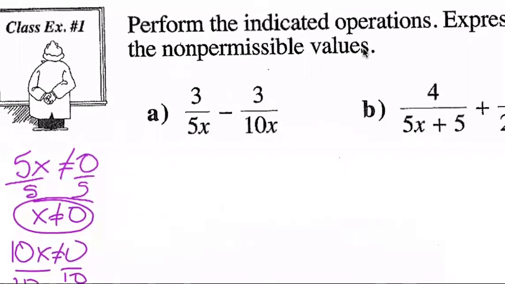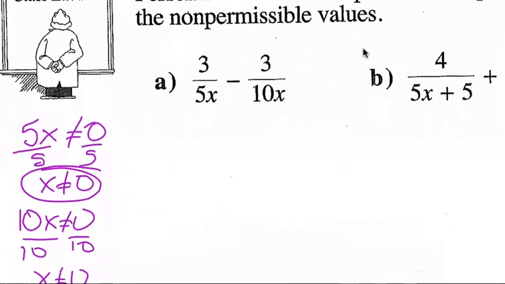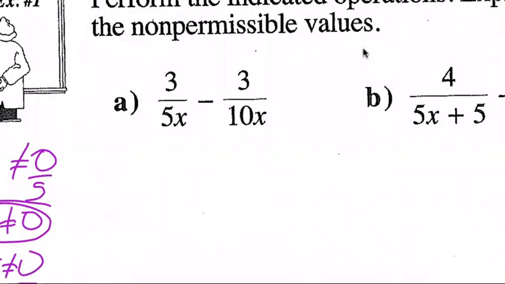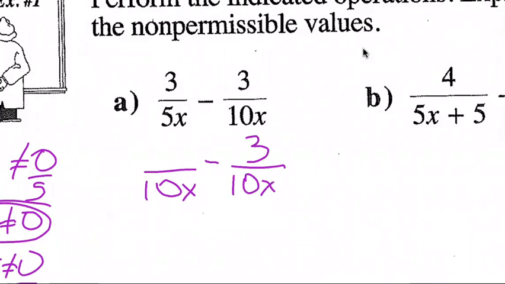Question A, 3 over 5x minus 3 over 10x. We already have our non-permissible values done. We need to realize that our common denominator between 5 and 10 is going to be 10, and the common denominator between x and x is obviously just x. So we need to create fractions on 10x. Now this 3 over 10x is already on 10x. But then I think, what do I need to multiply by in order to go from 5x to 10x? I need to multiply by 2. So I need to do the same thing for the 3. 2 times 3 is 6.